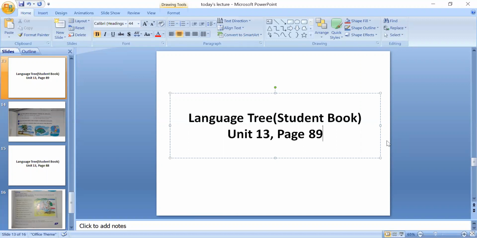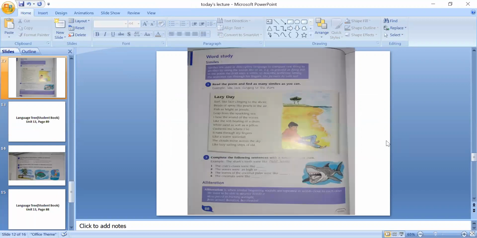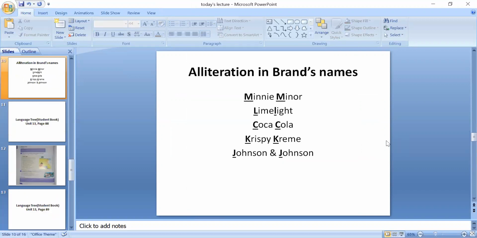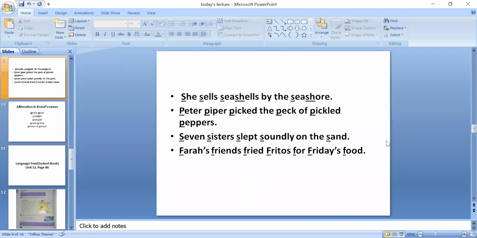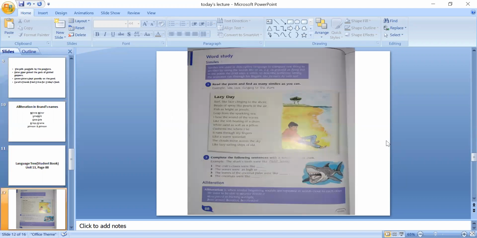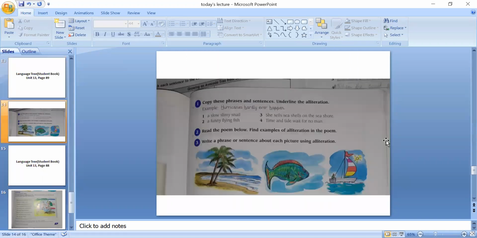This is about alliteration. You have to underline sounds as I have underlined. Yes, here. Just look at the screen. I have underlined only sounds. Per sound, sir sound, fur sound. So you have to underline only these letters or these sounds.